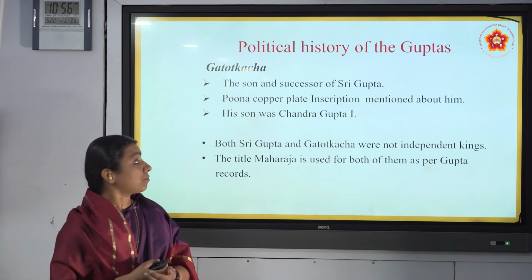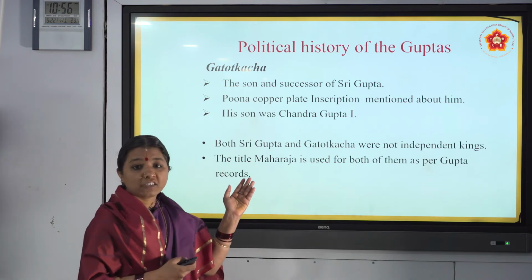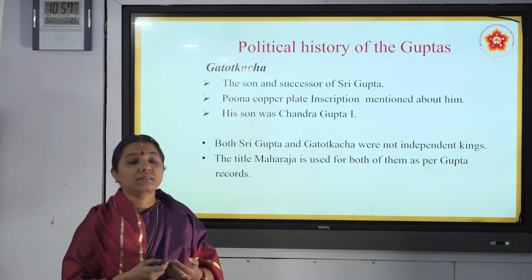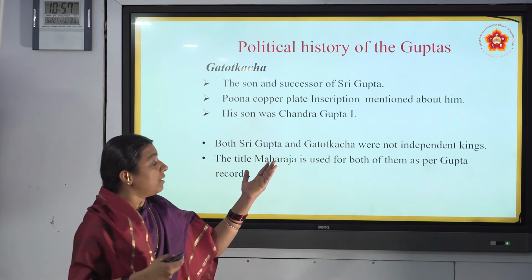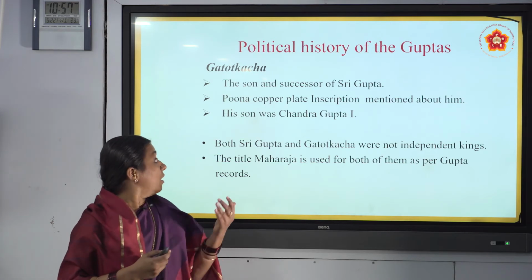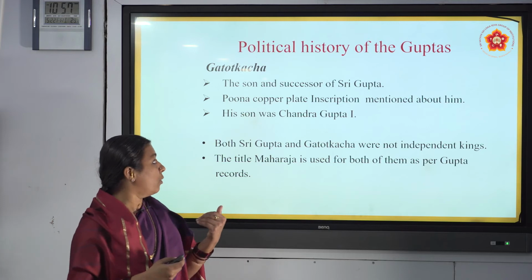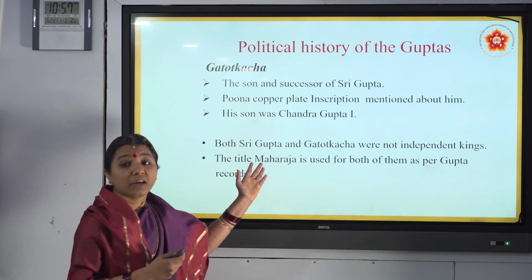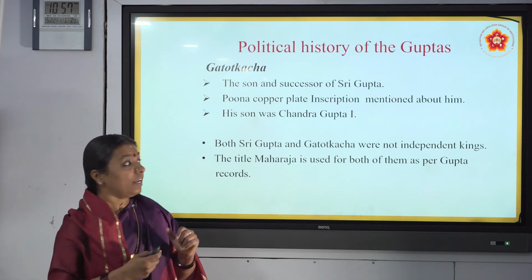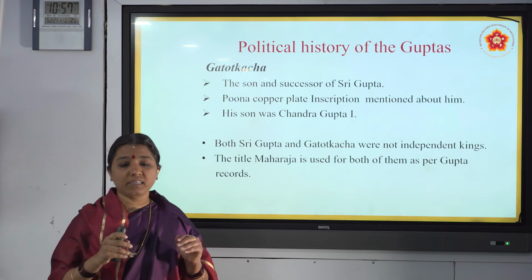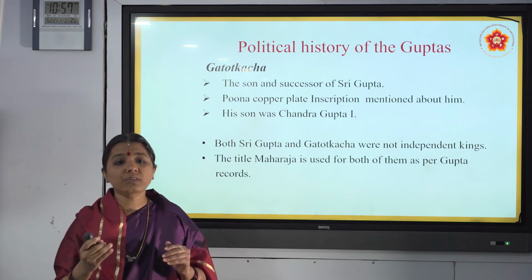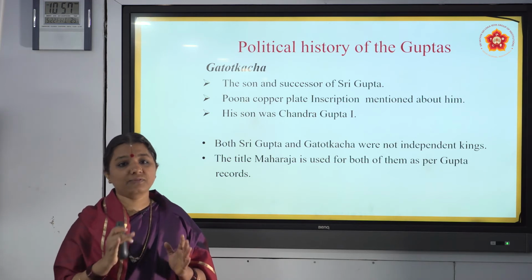Sri Gupta. The Pune copperplate inscription of Prabhavati Gupta has a mention of him, and very little is known about his rule. His son was Chandragupta I. Both Sri Gupta and Ghatotkacha bear the title Maharaja. It means that they were not independent kings. They were subordinate rulers who ruled under the Murundas. Actually, they were basically feudal chiefs.